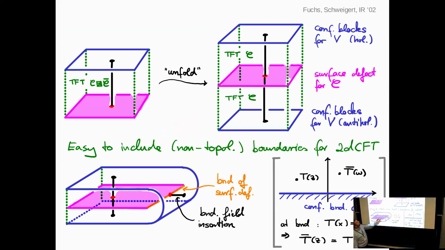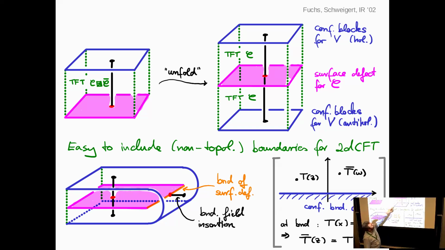Okay, so that was the picture from last time. I want to unfold it, and then my TFT is now only C, and my boundary condition becomes a surface defect. So I'm happy because I've got surface defects again. But it looks different than the symmetry TFT picture one is used to.